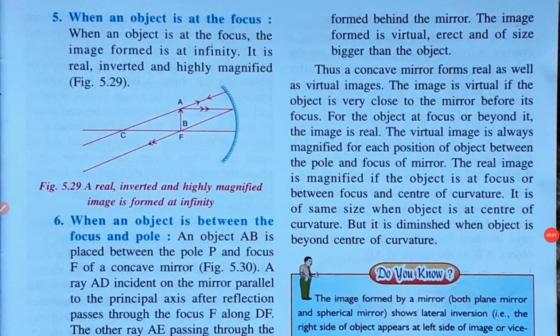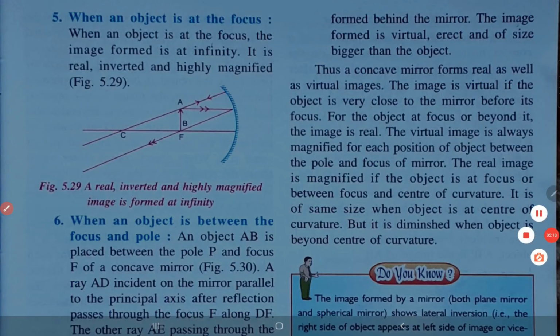Now coming to the fifth condition, that is when the object is kept at the focus. When the object is kept at the focus, let's see how to draw the diagram and what will be the nature of the image formed. To save time, I have already drawn the concave mirror, the pole, the focus, and here is the center of curvature. So I am supposed to keep the object at the focus. Let's see how the diagram is drawn.